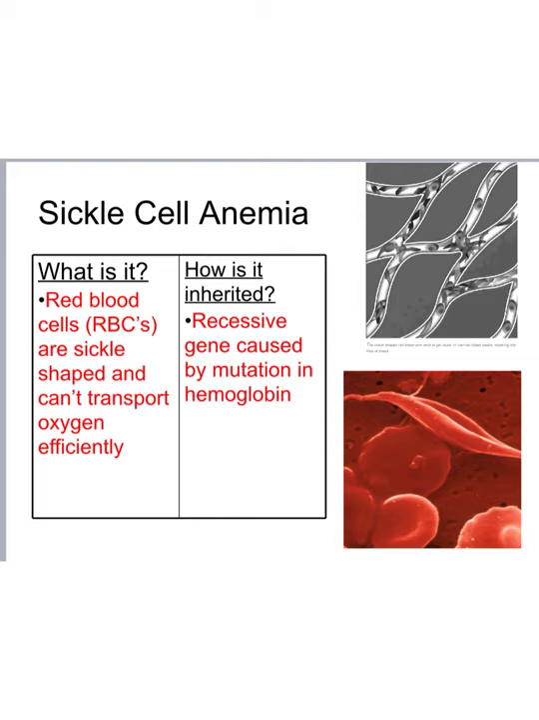You need to know basically what it is, like how would I describe it or define it. How is it inherited? Is it dominant? Is it recessive? Is there a certain chromosome that gets affected by it? Is it sex-linked or is it autosomal? Symptoms, is there treatment? And then sometimes we might have something else that's interesting for another thing to know.